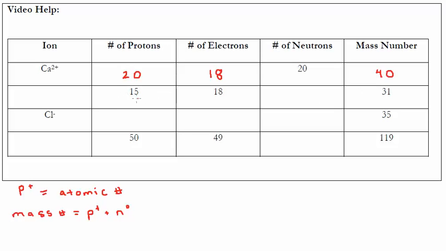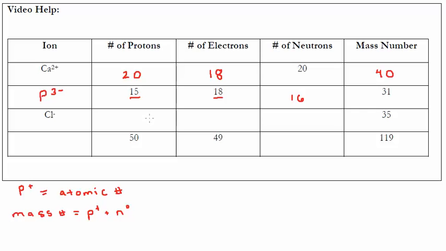Okay? For the next one, this has 15 protons, or an atomic number of 15. Therefore, the element is going to be phosphorus, because phosphorus has an atomic number of 15. Now, phosphorus, since it's got 15 protons but 18 electrons, that means it has 3 more electrons than protons, which means it's going to have a 3- charge. Okay? Last thing, since its mass number is 31, but it has 15 protons already, that means it must have 16 neutrons, because 15 plus 16 is 31.